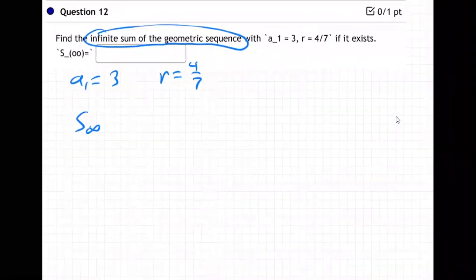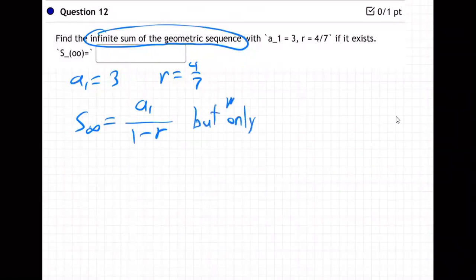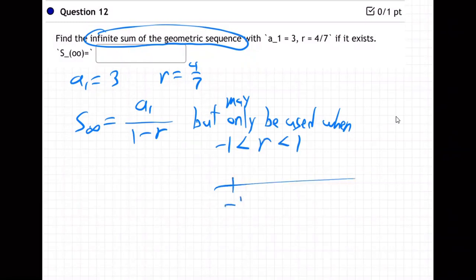So S sub infinity is A1 over 1 minus R, but it may only be used when R is between -1 and +1. Well, what's R? Here's -1, here's +1 on the line, here's 0, right? So where's R? R's 4/7. Where's 4/7? Well, it's about right there. It's a little more than a half. It's certainly between -1 and +1, right?